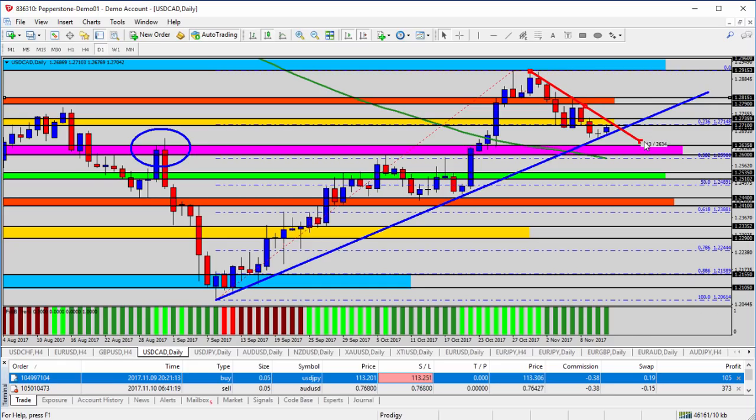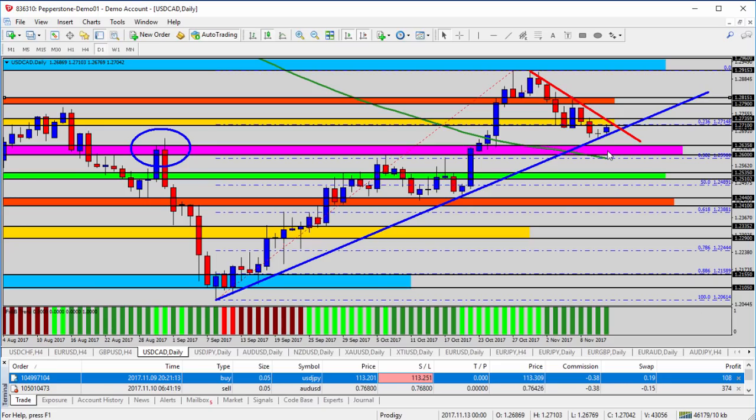I see it, I understand it. So we're kind of stuck between the two trend lines, the rising blue trend line and the falling red trend line, and we're trying to figure out what's going to happen here. Are the buyers going to step back in and take back control?